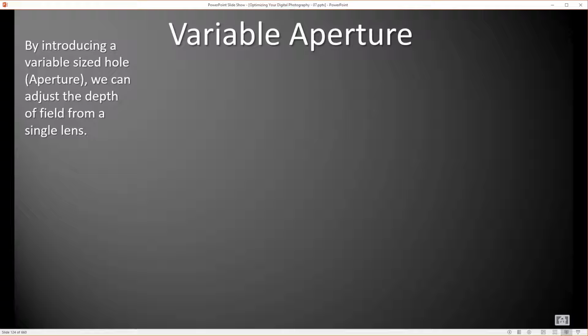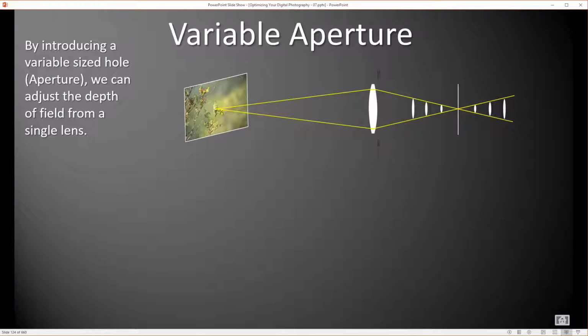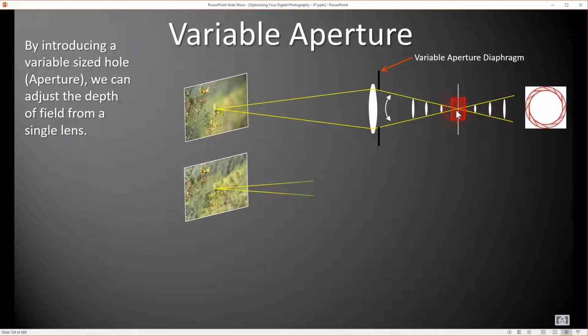Now, most modern lenses have what's called a variable aperture, and we can adjust the depth of field using a single lens. Okay, so here we have a lens with a variable aperture diaphragm, almost at full aperture, so it's almost letting in the light from across the entire lens. Okay, and we have these very steeply defined cones of light. This illustrates that the lens is quite wide open. So we've got a fairly shallow depth of field. Large aperture, shallow depth of field.